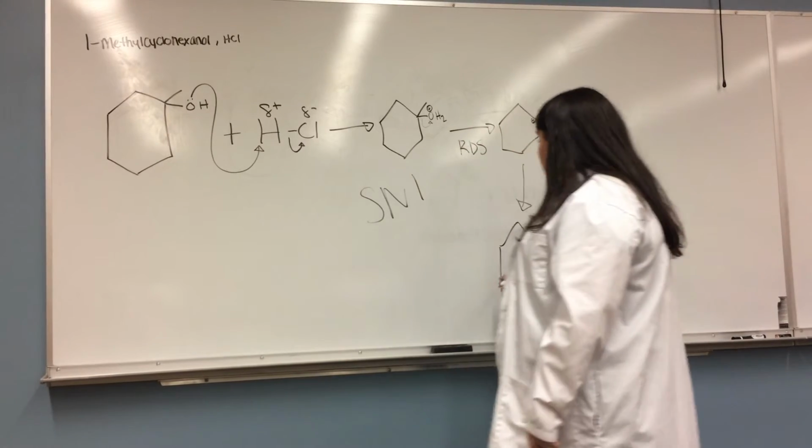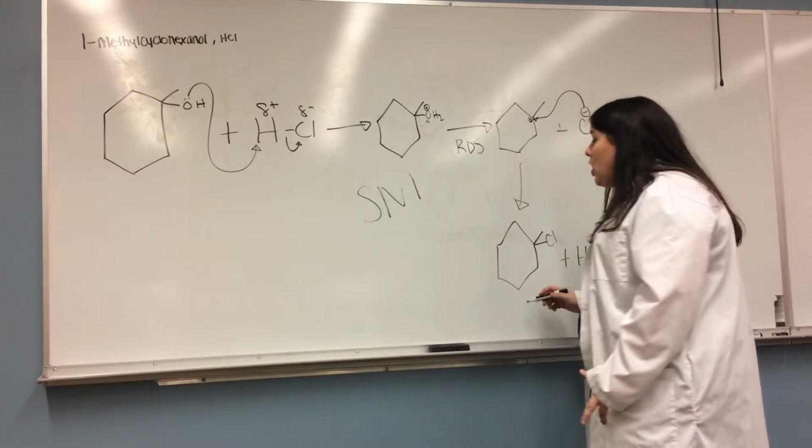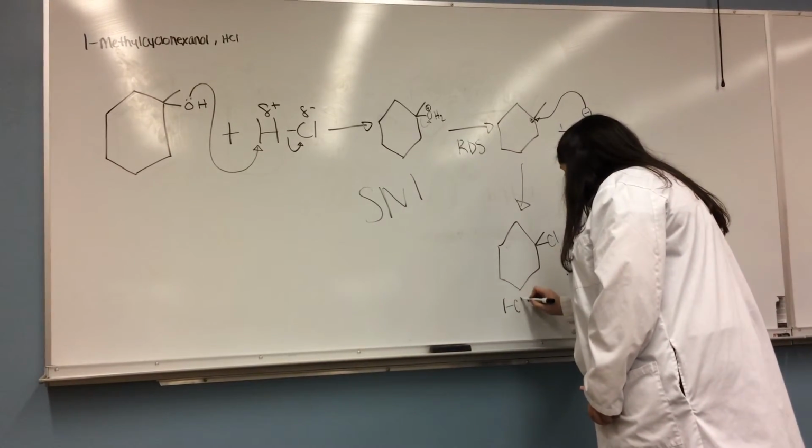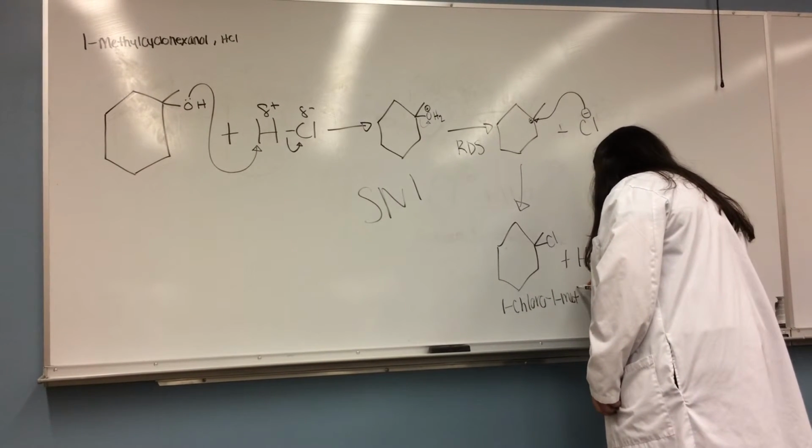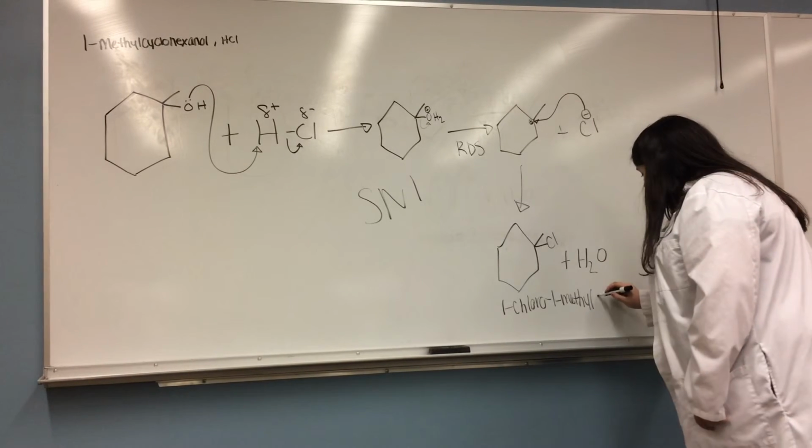And then we can also name our product when we do an SN reaction. So it will be 1-chloro, 1-methyl, cyclohexene.